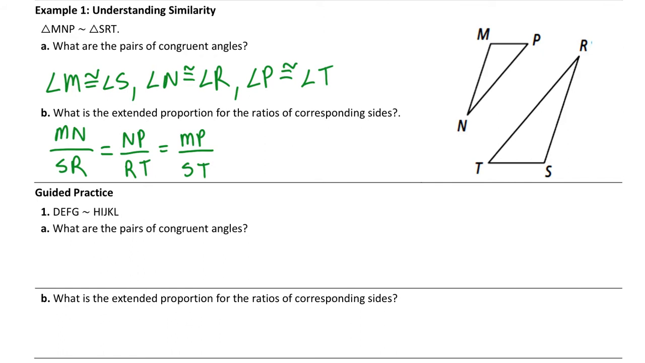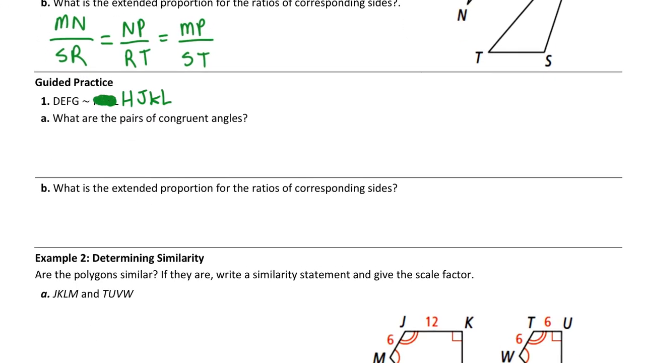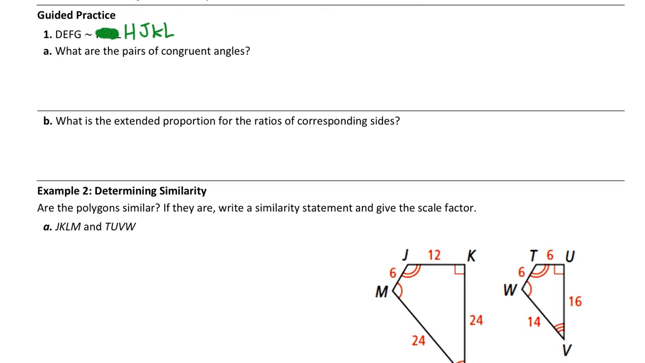Now in the guided practice, I realized I made a mistake. This has 5 vertices. It's HIJKL. It really should be HJKL. Sorry about that. So in the guided practice, you're actually comparing 2 quadrilaterals instead of 2 triangles. So for part A and part B, you're going to need 4 pairs of angles for part A, 4 ratios of sides for part B. So I'll give you a few seconds to pause the video, work through this, and check your answers before moving on to example 2.